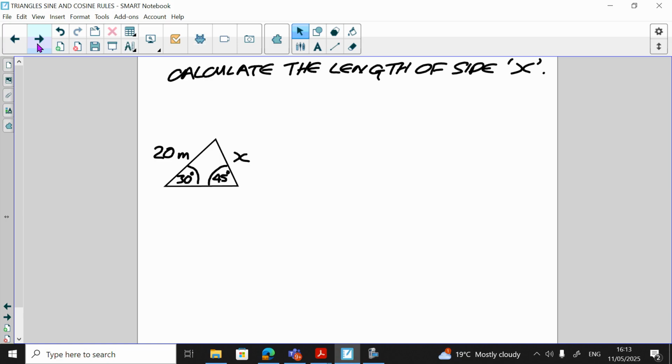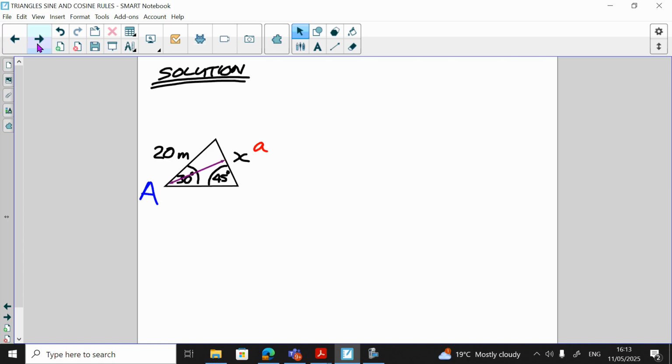So let's just go for one. Let's calculate the length of the side marked x. Okay, so let's label things if we need to. So I'm going to go for big A is 30 degrees, small a is x, that's what we're looking for. Other two, small b 20 meters probably, and angle B 45 degrees. Okay, right, so that's us. We've tied things up here.